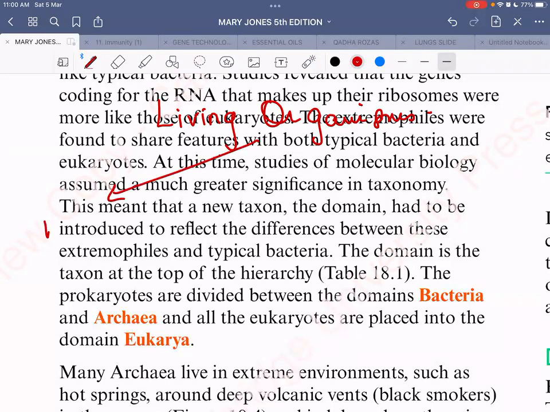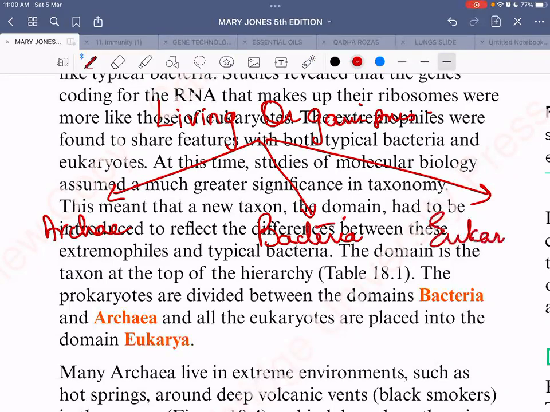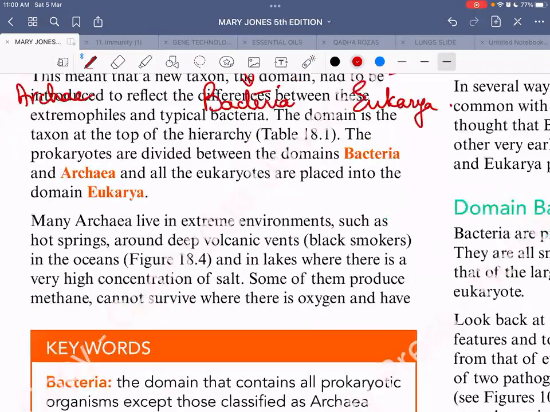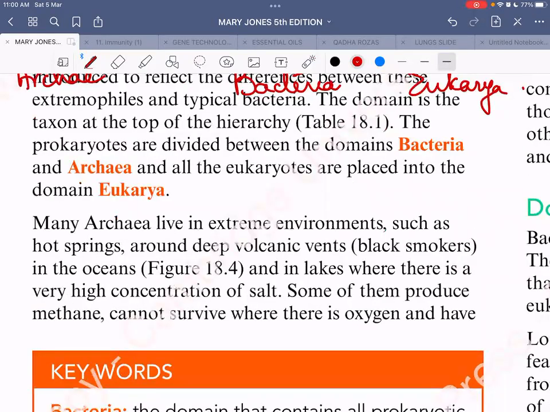For example, अगर मैं domain बना रही हूँ तो I'll be making 3 domains now. One is domain archaea, one is domain bacteria, जिसको typical bacteria कहते हैं, prokaryote, and then we have this domain. अब समझ आ गई बात? Yes. ठीक है? अच्छा. Many archaea live in extreme environments. They can live in hot geysers, deep volcanoes, hot springs. Sometimes न सिर्फ high temperature में रहते हैं, but they can live in extreme environments like a very high concentration of salt. हालांकि अगर salt की concentration बहुत ज़्यादा हो तो organisms can die because of osmotic changes, but they can live.